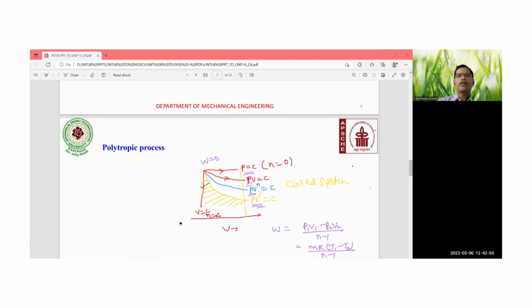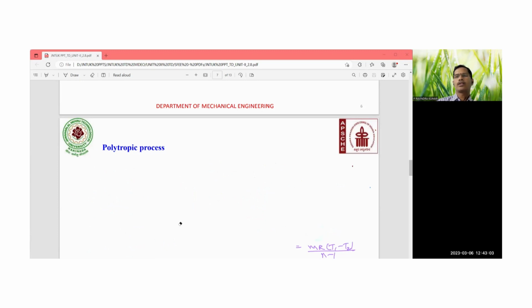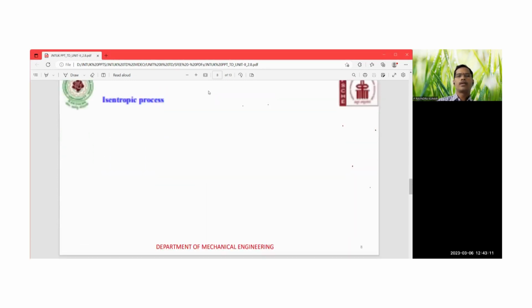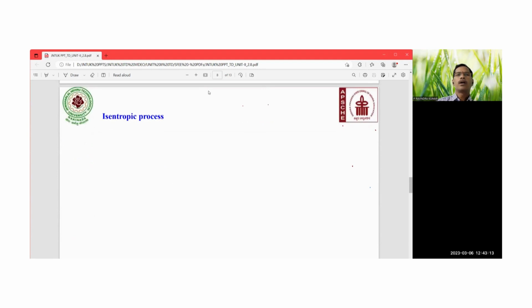Now there is a little bit of difference when you enter into the second law of thermodynamics. Then you are going to practice or draw the TS plane, right? So let me show this one. That is the temperature versus entropy.